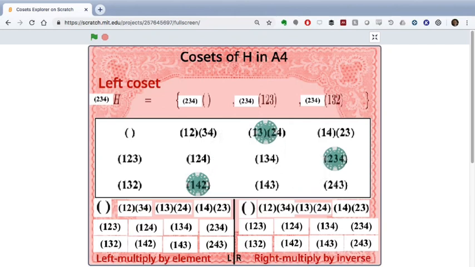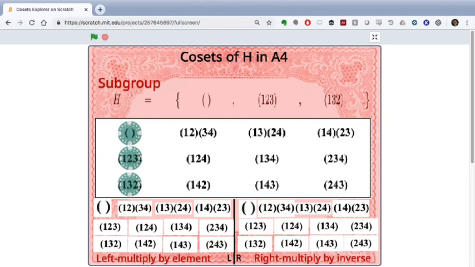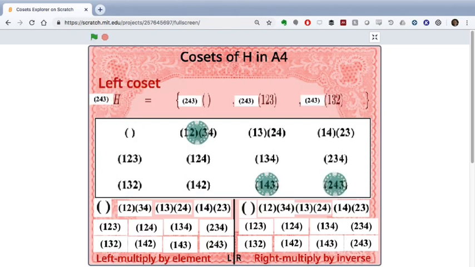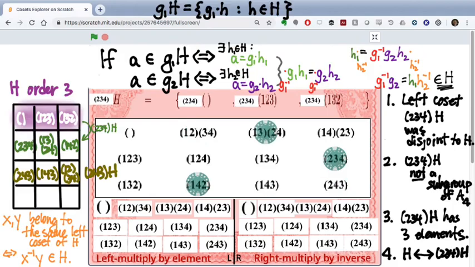(2,3,4)'s inverse? Let's try it. So (2,3,4)'s inverse is (2,4,3). There's the left coset of (2,4,3) rather. So that gives me something different. So the inverse of (2,3,4) does not in fact give me the same coset as (2,3,4) did.